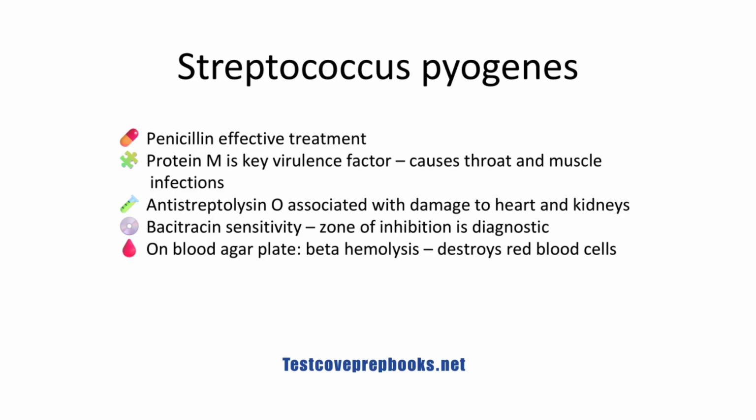In the lab, Group A Streptococcus is recognized by its sensitivity to bacitracin, where a clear zone of inhibition confirms its presence. On blood agar plates, S. pyogenes shows beta hemolysis, completely destroying red blood cells around the colonies. This organism highlights the importance of laboratory diagnosis, recognition of virulence factors, and effective antibiotic treatment.